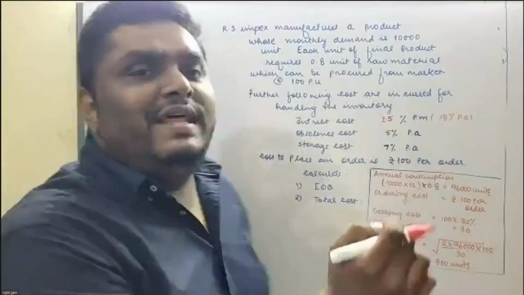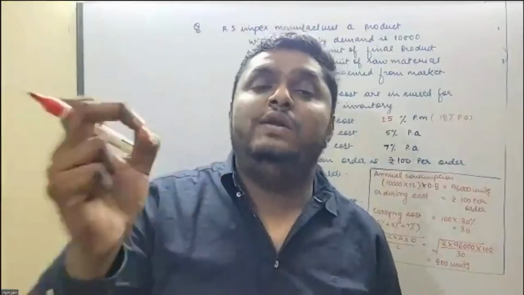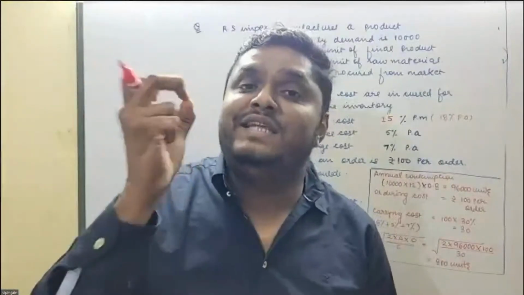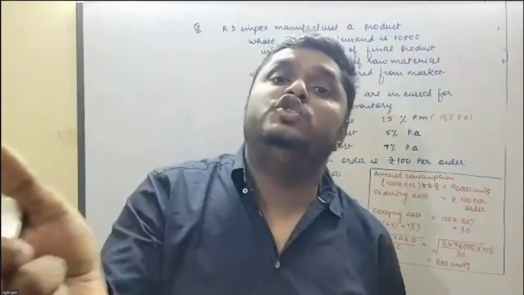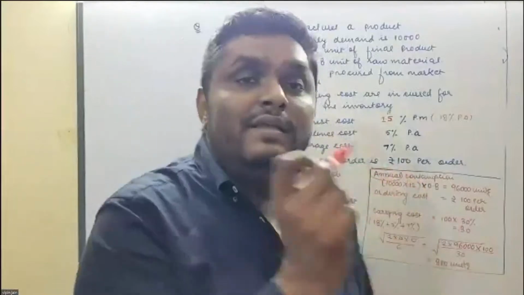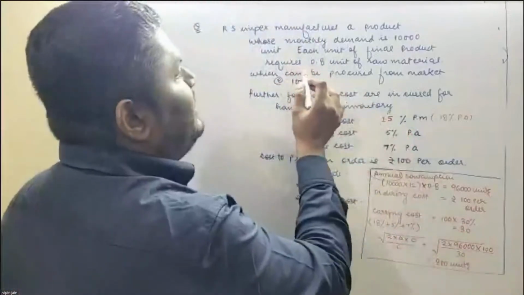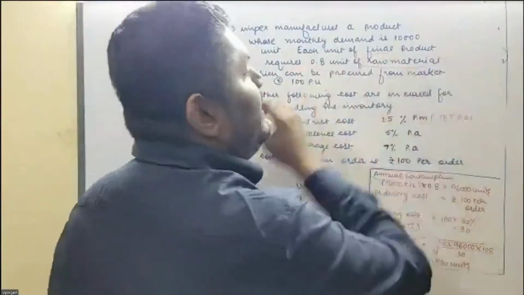I hope you guys are clear that the examiner can do anything. They can do anything to confuse you. But guys, stick to your basics. Annual consumption means, first of all, the consumption should be annual, and it should be of raw material.